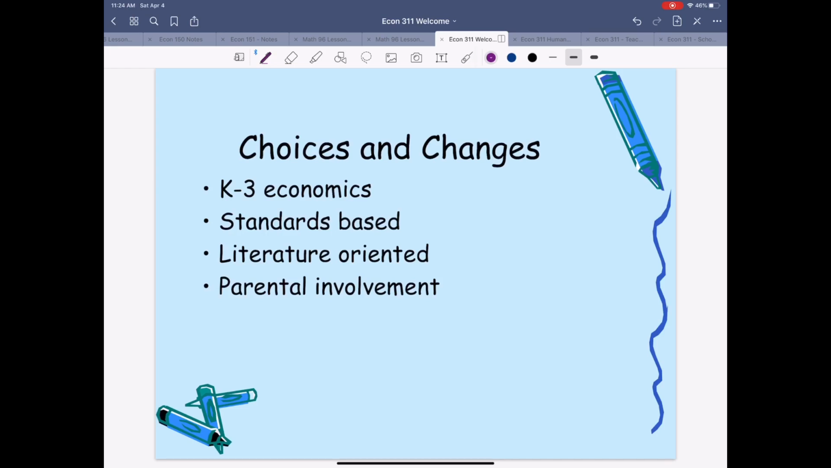And we'll talk eventually about how the state standards for California are set up, and then we'll look at lessons that apply economic standards in each of those grade levels. So you'll get lots of good things to use in your classroom and lots of good ideas. You'll get lesson plans that are contained within the study guides.